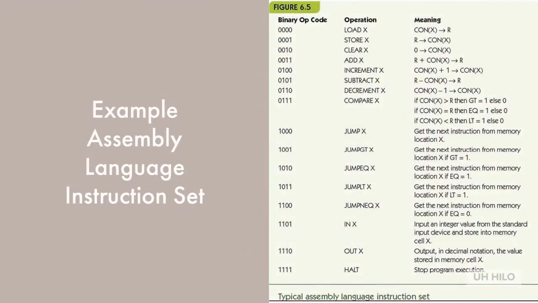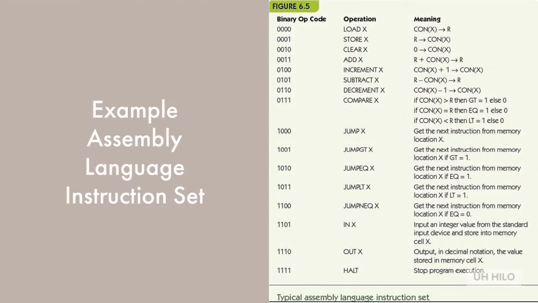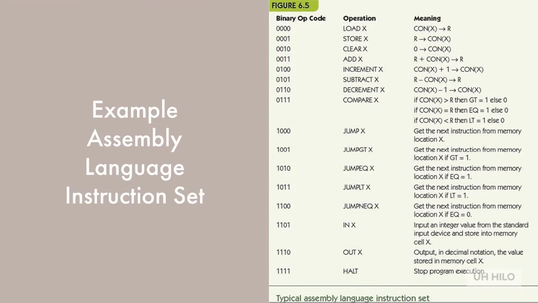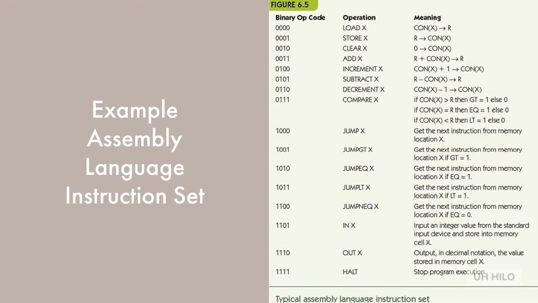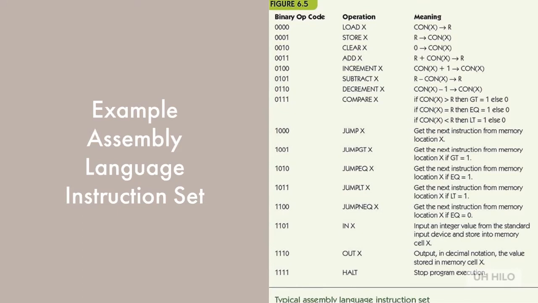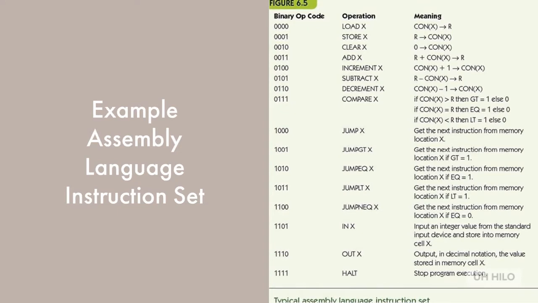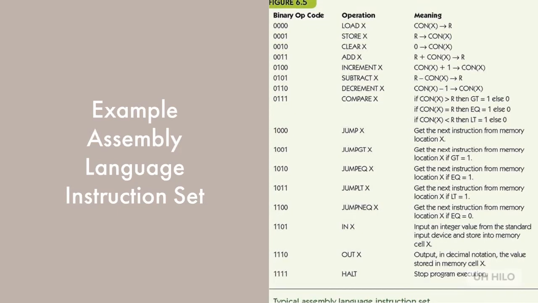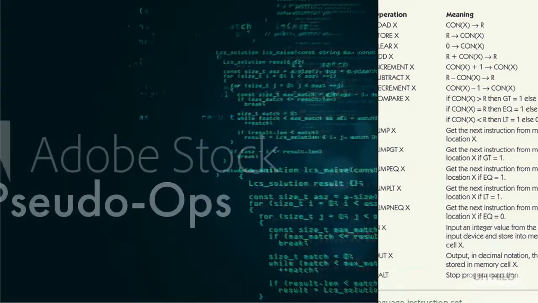In this table, we see the assembly language from the Schneider and Gersing text. As we mentioned previously, there's one-to-one correspondence between the assembly language instruction set and the underlying machine instruction set. In fact, you can see the binary opcode right next to the assembly instruction in this table.